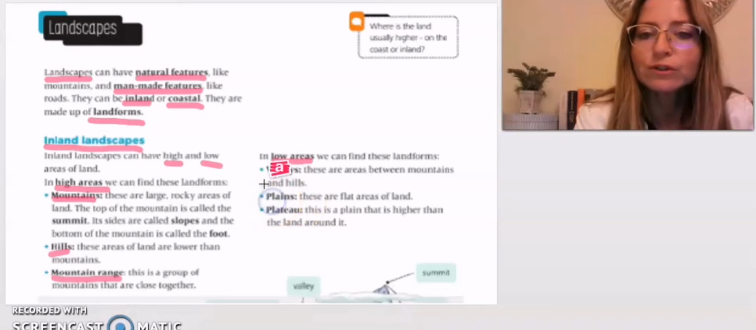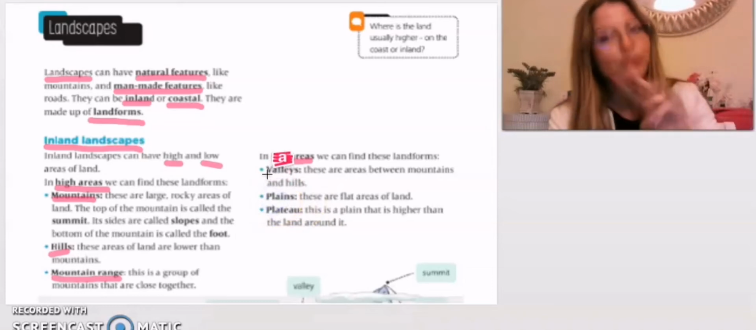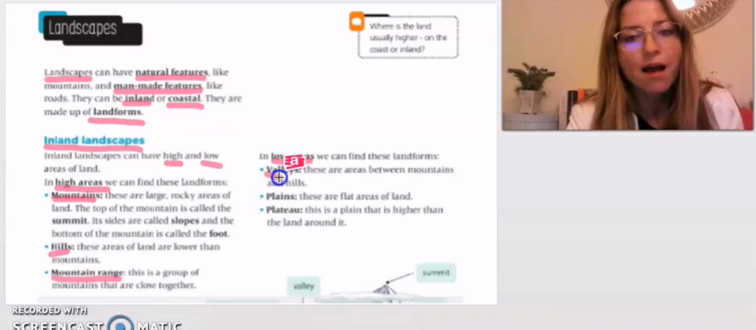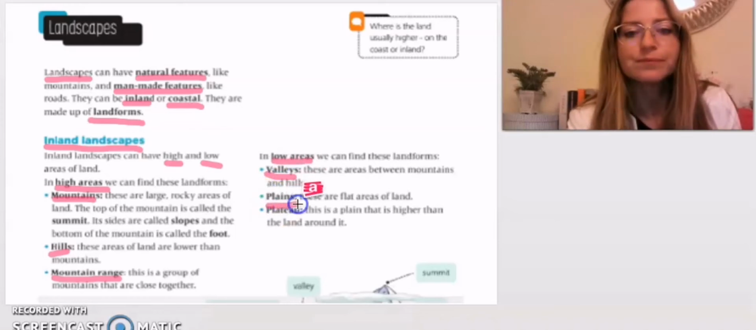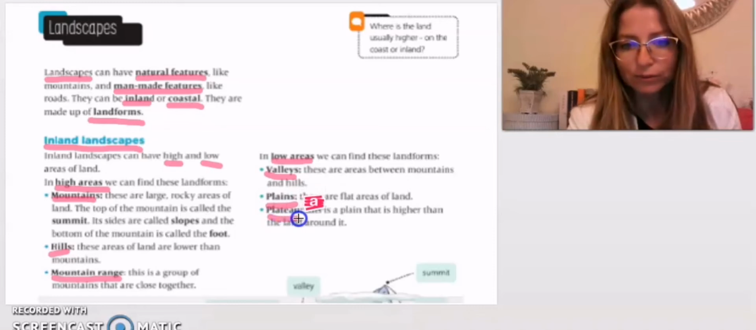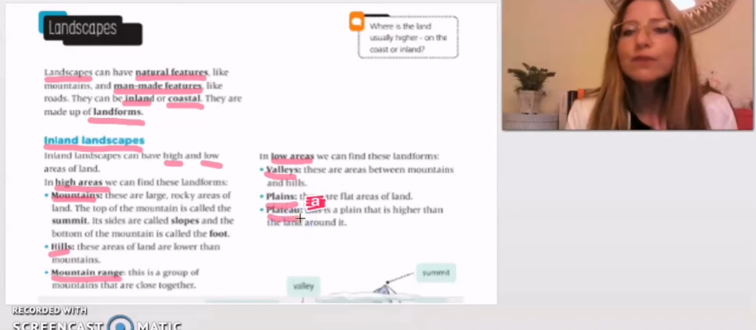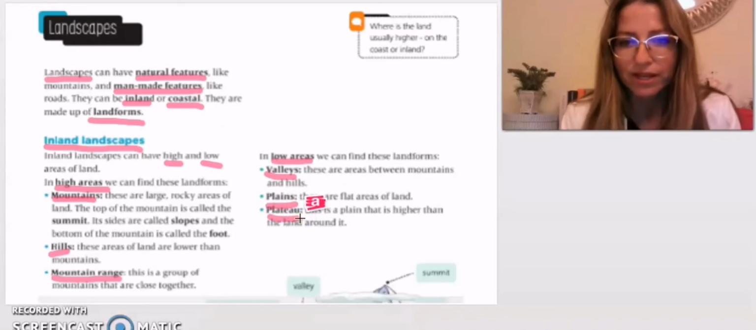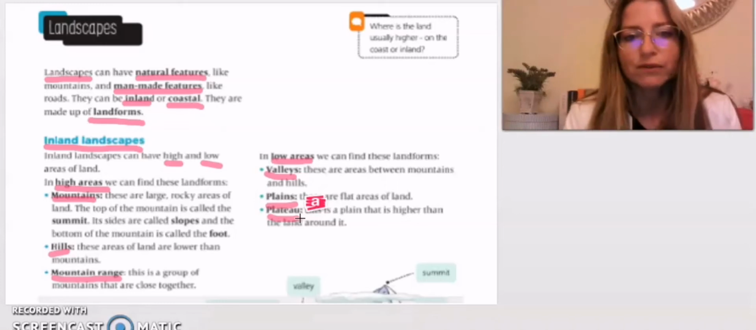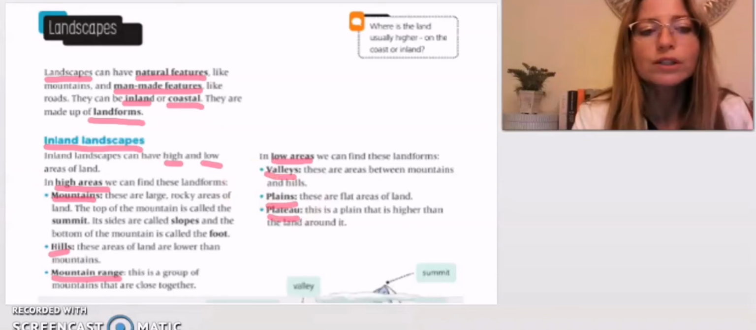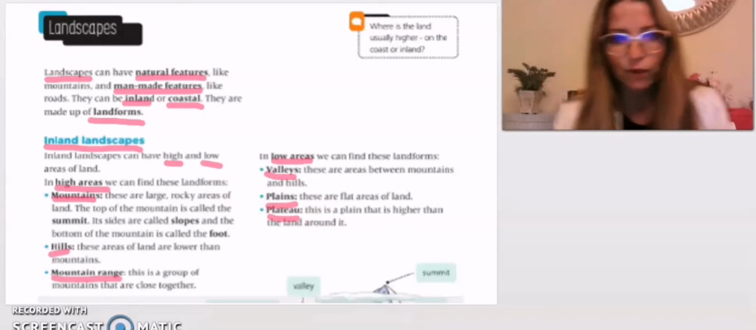So we are going to underline the three types of low areas. Valleys, plains, and plateaus. So these are the keywords of this text. Now we are going to underline important information. We are going to underline the definitions of the different landforms.